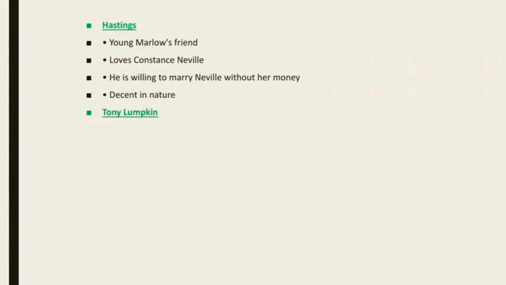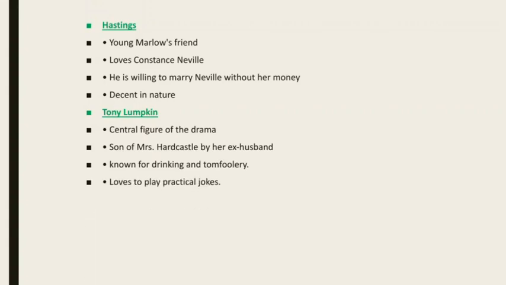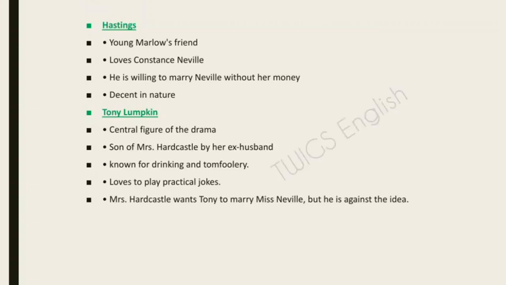Now come to Tony Lumpkin, central figure of the drama. He moves or helps in the development of the story. Son of Mrs. Hardcastle by her ex-husband. Known for drinking and tomfoolery. Loves to play practical jokes. Mrs. Hardcastle wants him to marry Miss Neville, but he is all set against the idea because he is in love with Bet Bouncer.